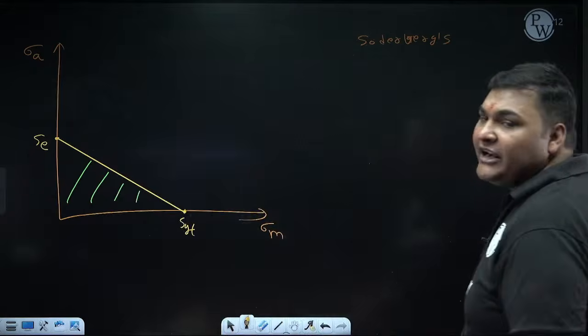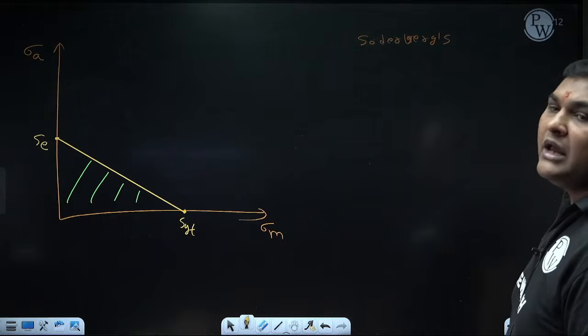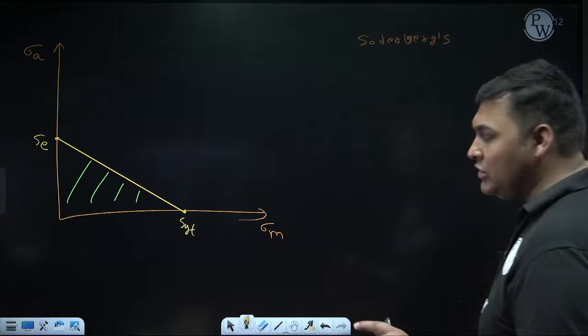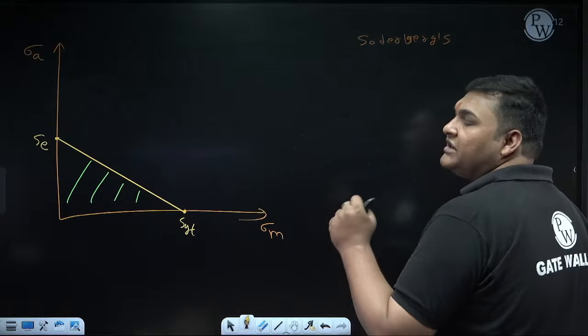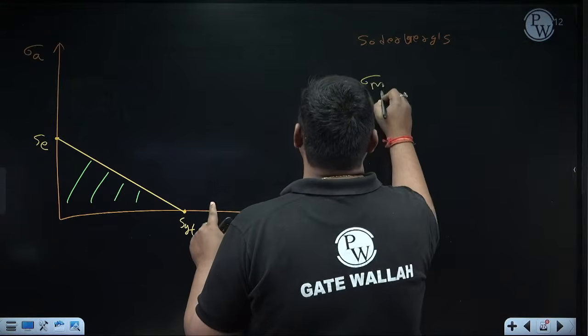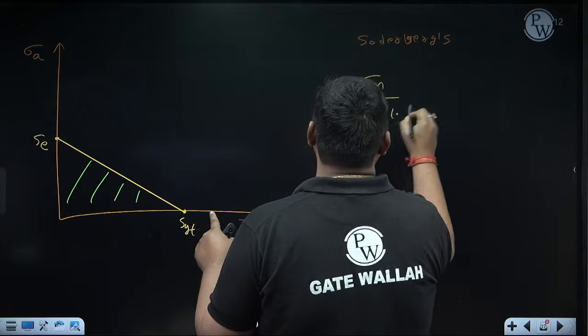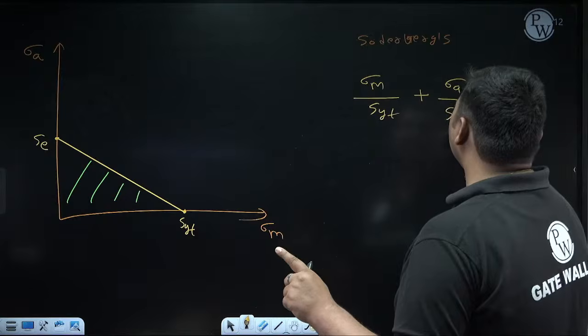Now to write the design equation as per this criteria, first we'll write the equation of Soderberg line. For that we'll use this pattern: x upon a plus y upon b equal to 1, where a is x-axis intercept, b is y-axis intercept. Here x-axis means sigma mean axis, and in Soderberg x-axis intercept is SYT, plus y-axis means sigma amplitude, and in Soderberg y-axis intercept is SE, equal to 1.